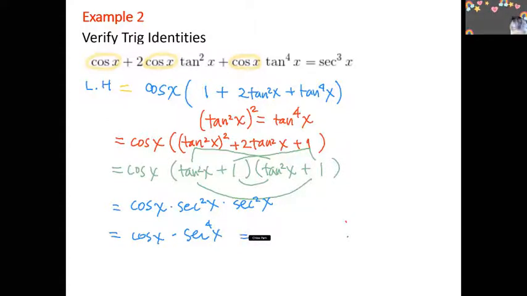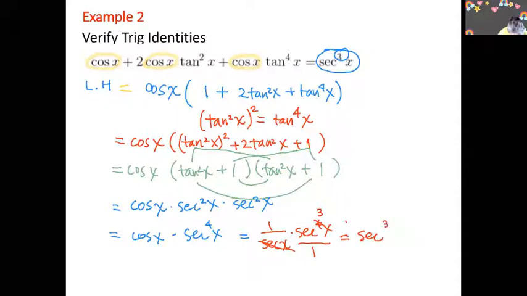Now what I'm supposed to have is a secant cubed. It's already there. How? Because remember, cosine is 1 over secant x, and then secant to the power of 4 x, over 1. And then 1 secant x will cancel this, and then this is secant cubed x there. So now I finally match everything, reduced down to secant cubed x right there.